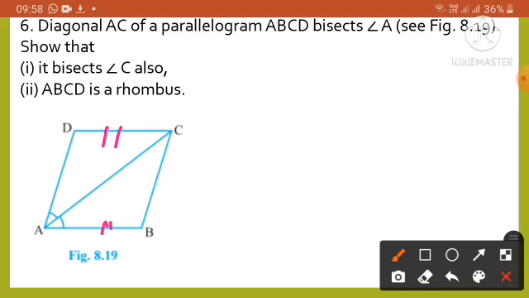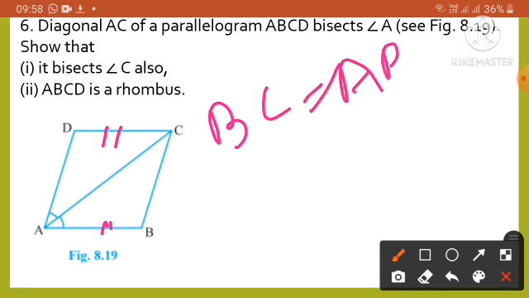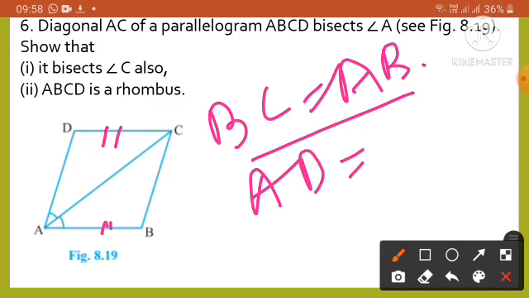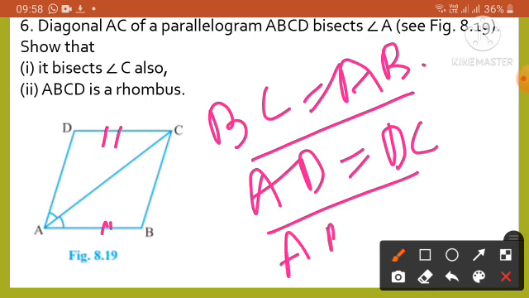And already we have learned that BC equals AB and AD equals DC, and AB equals DC. So we can see that AB equals BC equals CD equals DA. Thus, we can say that ABCD is a rhombus.